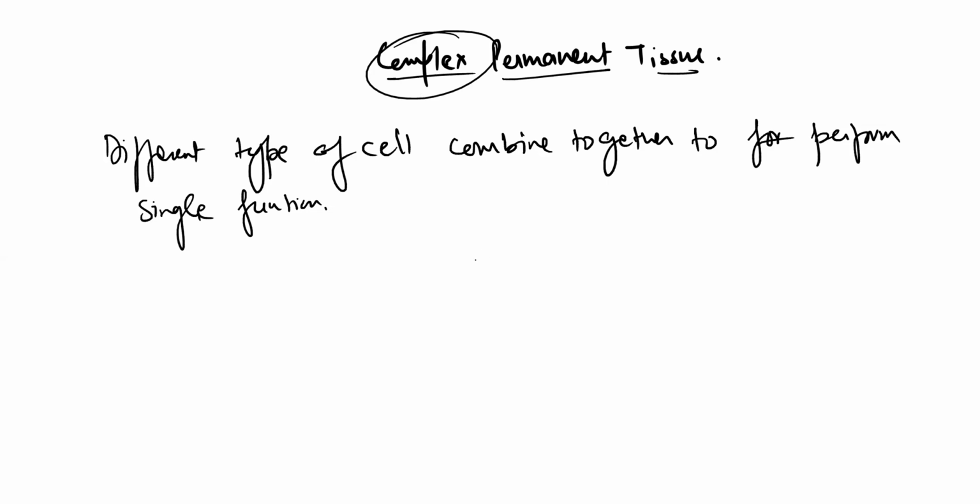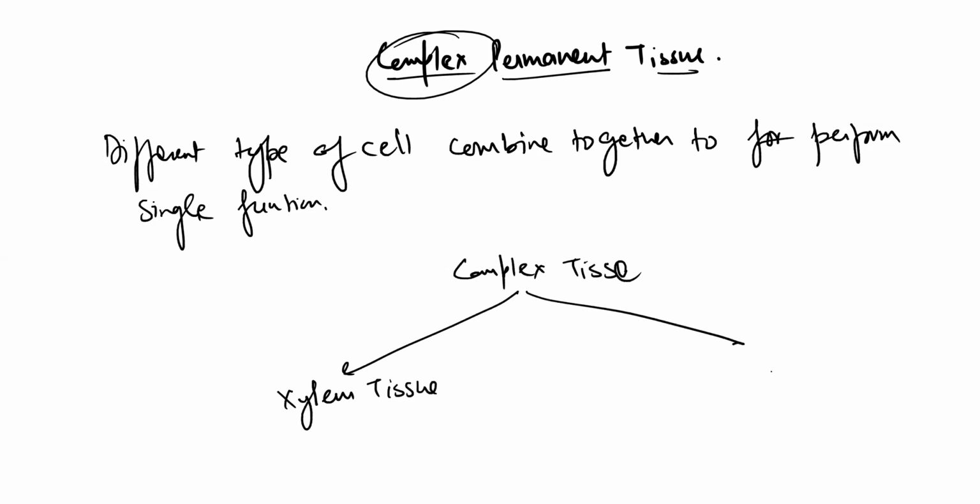Now we have two types of complex tissue. Complex tissue are of two types. One is the xylem tissue, and this one is phloem tissue. Okay. This is complex.